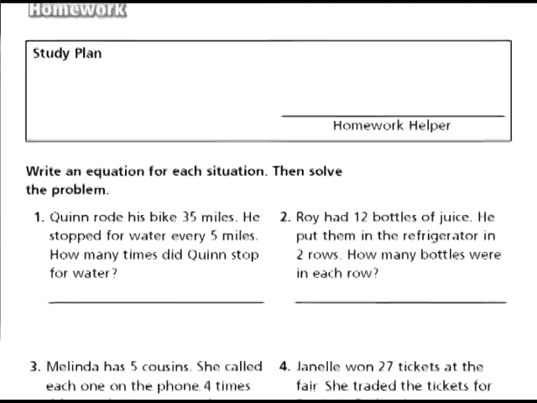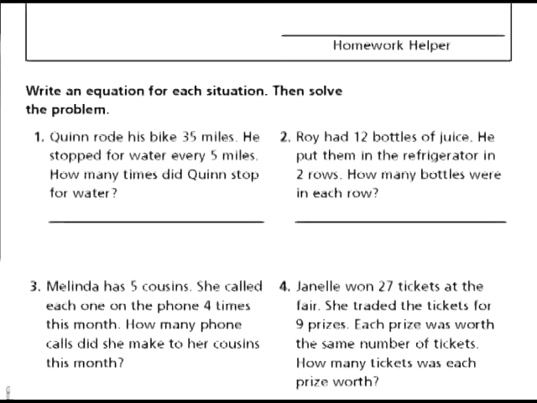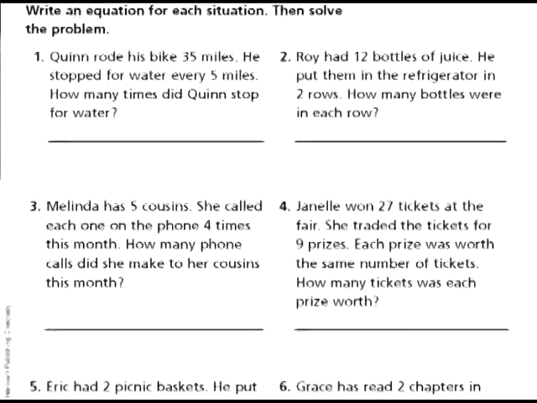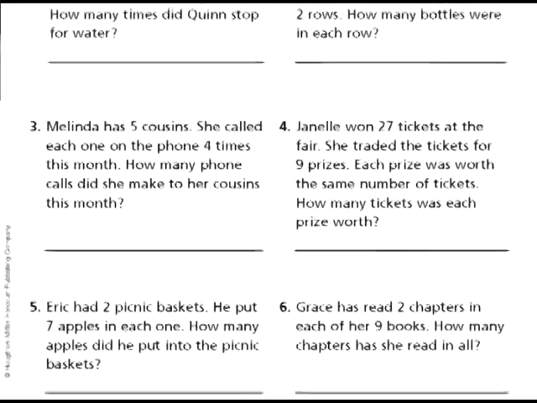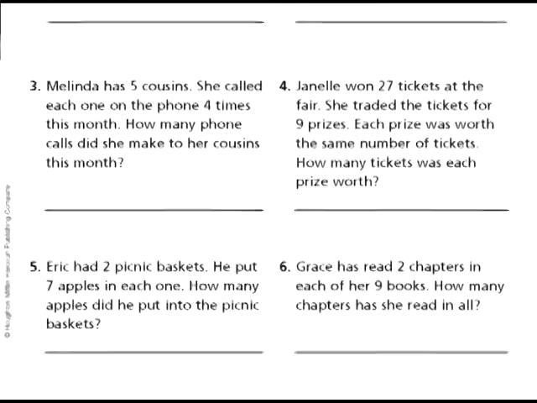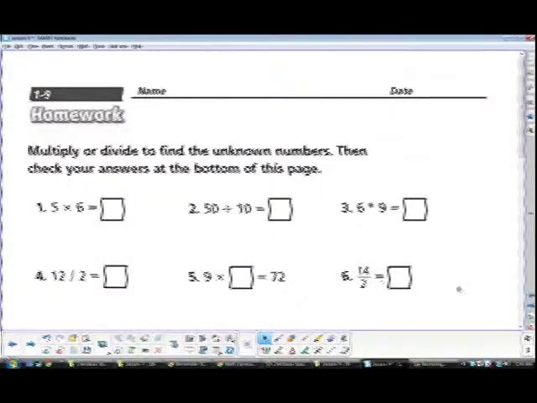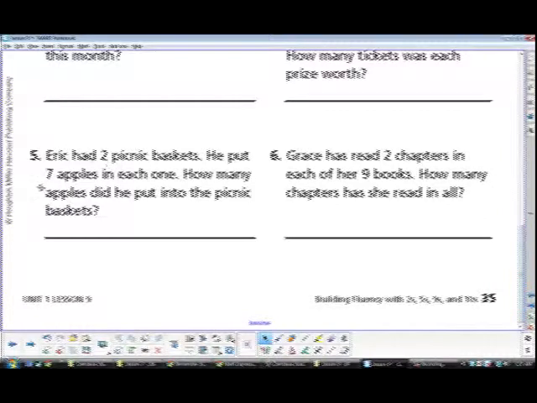And we'll also be doing some problems. I like this one. Eric had 2 picnic baskets. It's the same exact thing almost that we just talked about. He put 7 apples in each one. How many apples did he put into the picnic basket? This is the one we did with division, 14 divided by 2. And this one, 2 times 7, is multiplying. We'll be doing these 2 sheets in class.